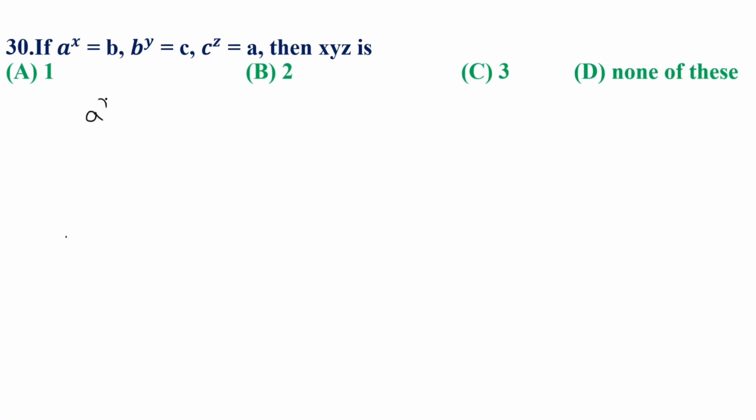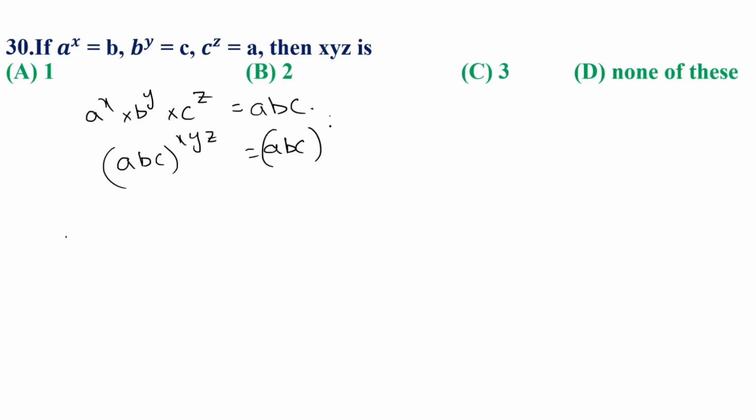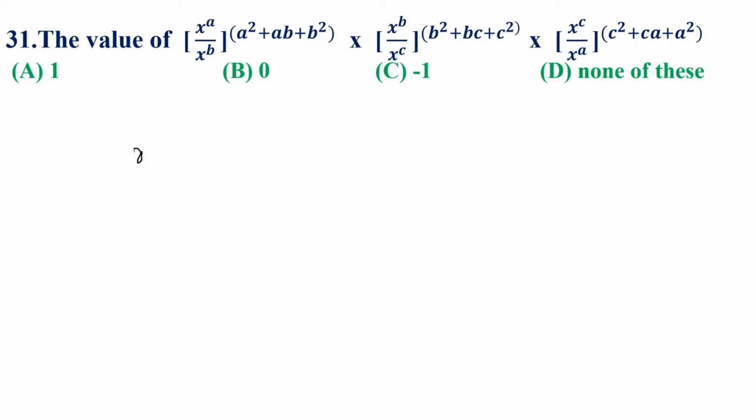Multiply this one: a to the power of x into b to the power of y into c to the power of z. This will become abc. So (abc) whole to the power of xyz is equal to abc. So what do I have to keep? 1 only. So xyz is equal to 1. So the answer will be a cube minus b cube.